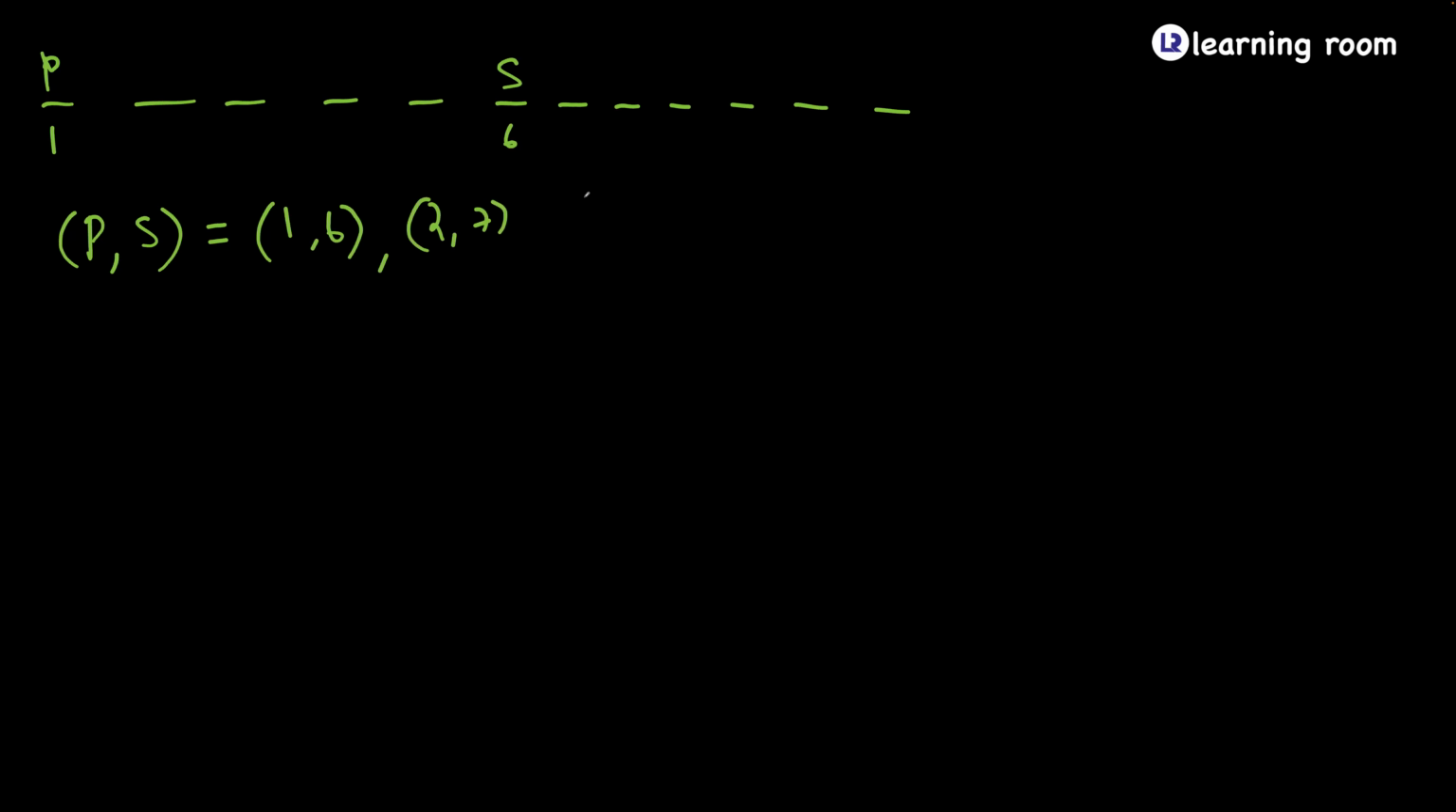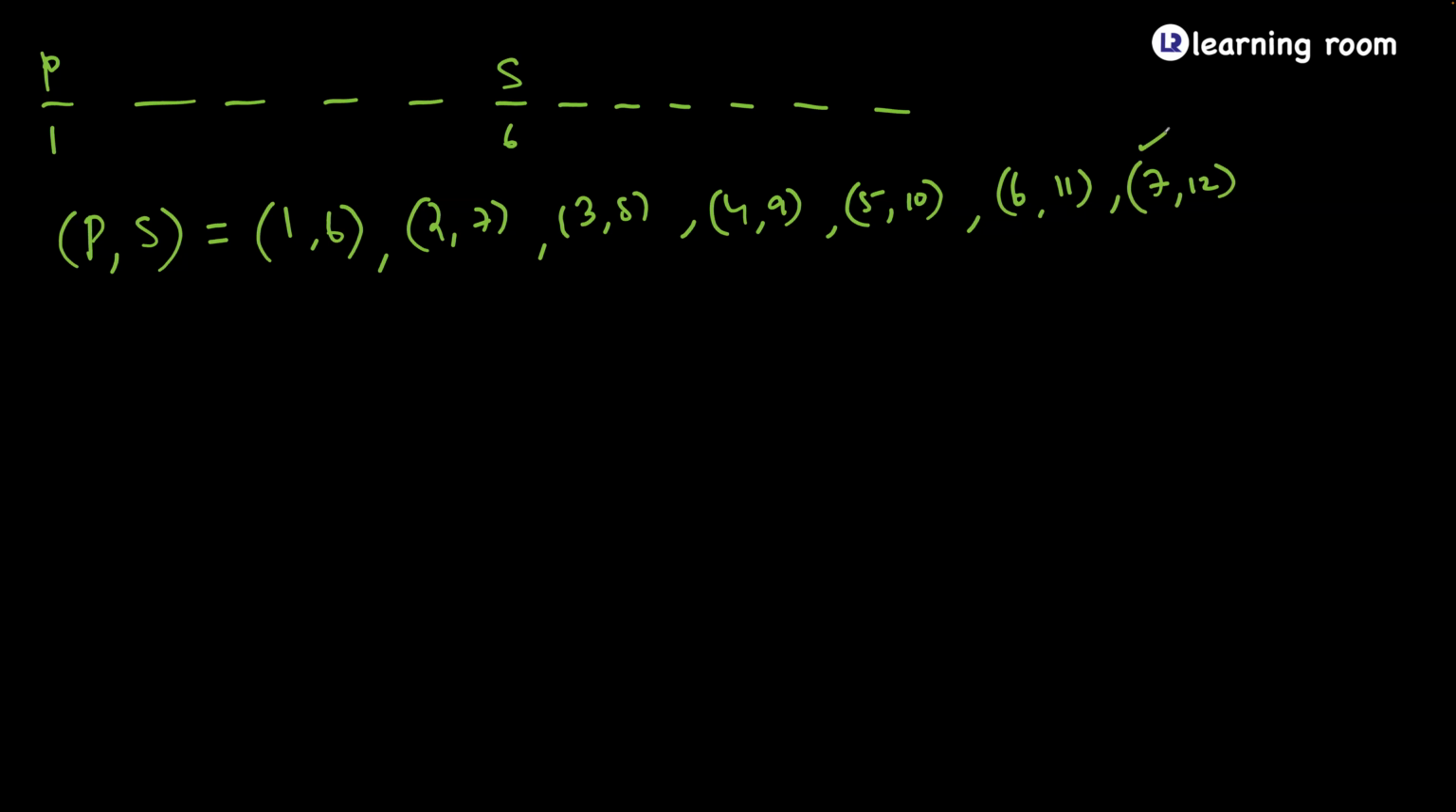So 1, 2, 3, 4, 5, 6, 7, 8, 9, 10, 11, 12. If P comes here in the first position, 1, 2, 3, 4 blank spaces left out, S should come in the sixth position. So if I take P, S position, it can be 1, 6, 2, 7, 3, 8, 4, 9, 5, 10, 6, 11, 7, 12.